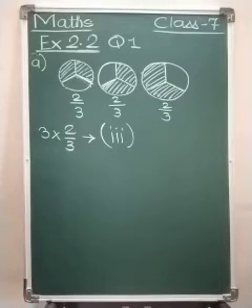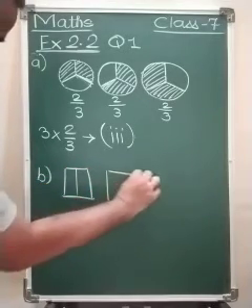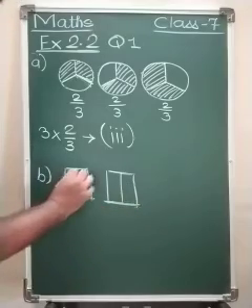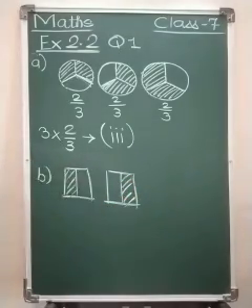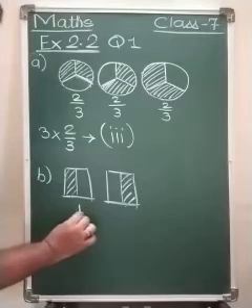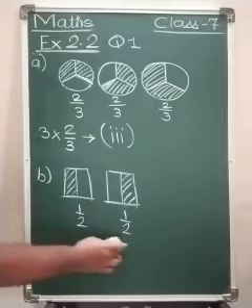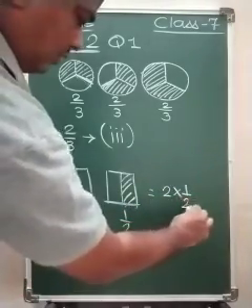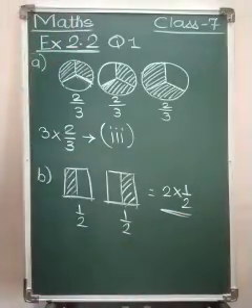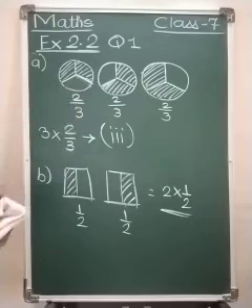Take another example. Suppose you take picture B. In the B picture, there are 2 parts. This fraction is 1 upon 2. Again this fraction is 1 upon 2. How many times are there? 2 times. So this will represent 2 multiplied by 1 upon 2. Simple. 2 sums we have solved. The remaining 2 you can solve very easily.